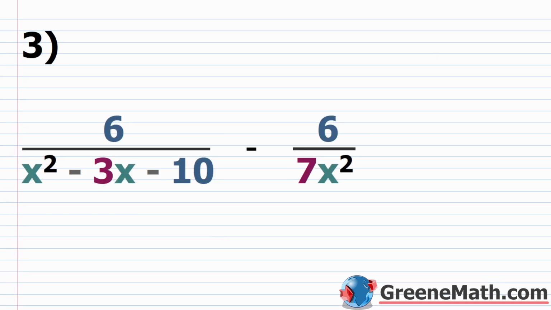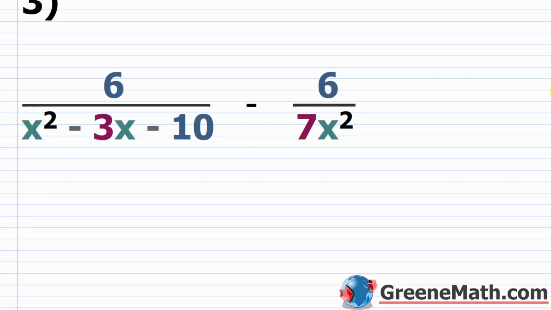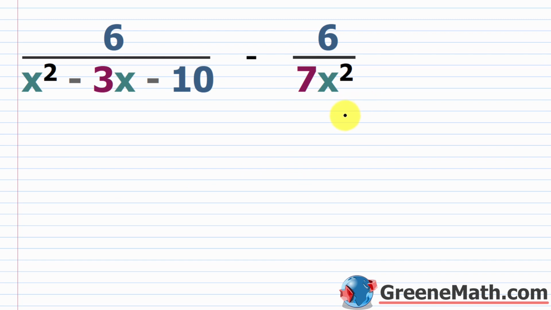All right, let's look at problem number 3. So we have 6 over x squared minus 3x minus 10, and then minus 6 over 7x squared. So let me slide down here. It doesn't look like I can simplify anything to start. I could pull a 6 out, but let me wait to do that. Let me go ahead and factor this first so we can get things started.